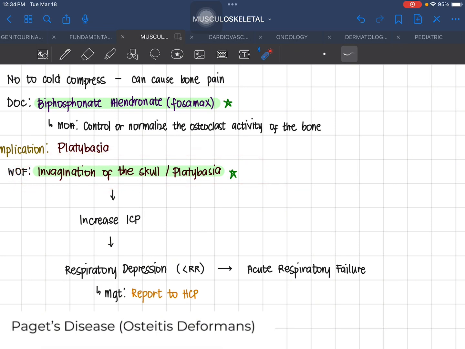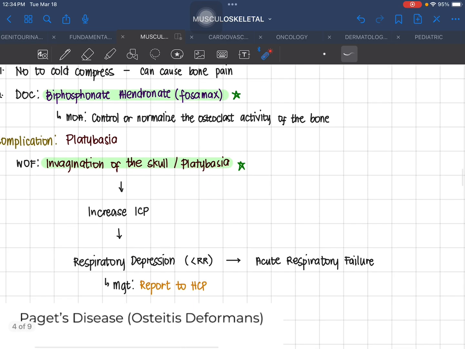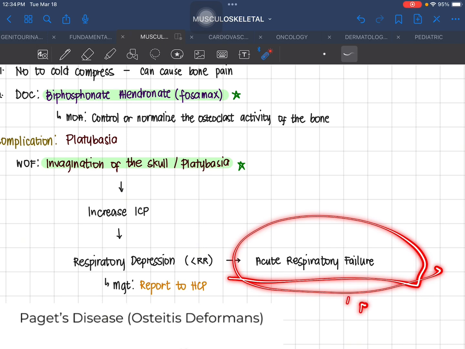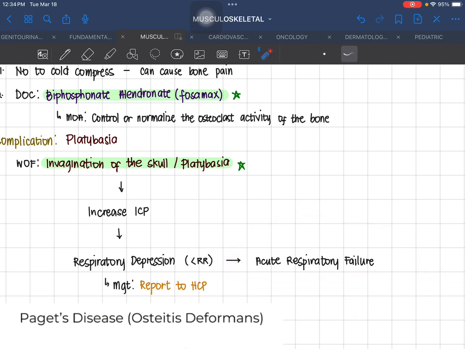So, dahil nga parang nagtitikan siya, nag-i-increase yung ICP natin. And kapag, syempre, nag-increase yung ICP, tuloy-tuloy na yan, may respiratory depression. Makaka-experience si patient ng respiratory depression and acute respiratory failure. Life-threatening? Yes, life-threatening. So, kapag naka-experience na ng respiratory depression, na-assess mo na decrease yung RR, report na kay healthcare provider.